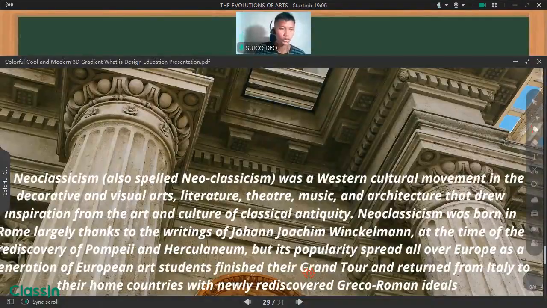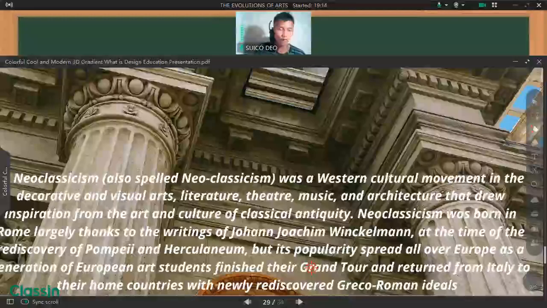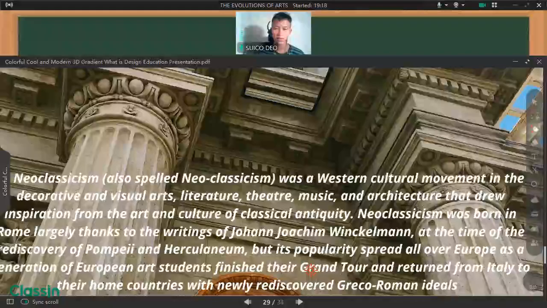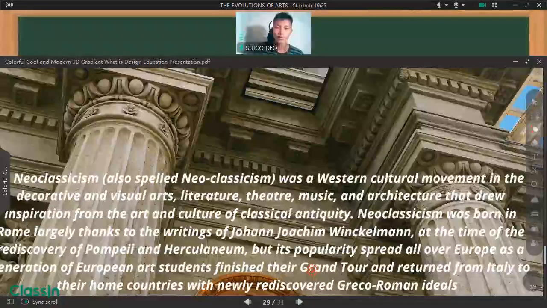Neoclassicism was born in Rome, largely thanks to the writings of Johann Joachim Winckelmann at the time of the discovery of Pompeii and Herculaneum, but its popularity spread all over Europe as a generation of European art students finished their grand tour and returned from Italy to their home countries with newly rediscovered Greco-Roman ideals.